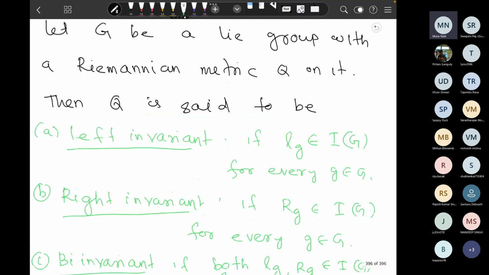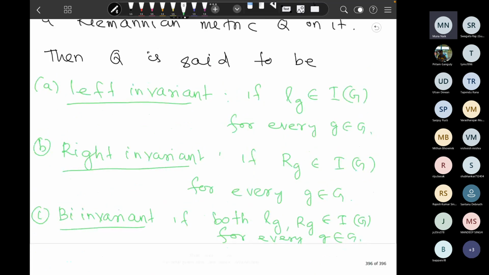So the thing is, if G is a Lie group, then Q is said to be left invariant if left translations belong to the isometry group, right invariant if right translations belong to the isometry group, and bi-invariant if both left and right translations belong to the isometry group.